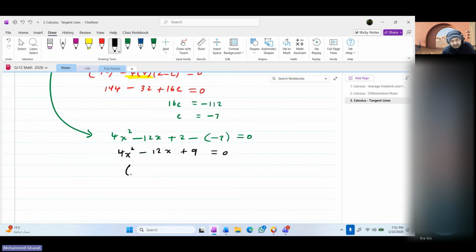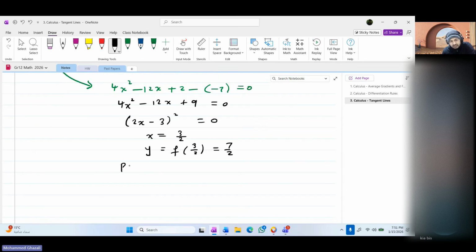I think this is a perfect square. So you get 2x plus 3, all squared, is equal to 0. Not plus 3, minus 3. So x is equal to 3 over 2. Now if x is equal to 3 over 2, what's y? y is equal to f of 3 over 2, and you will get 7 over 2. So what's the point of contact? We get the same answer, which is 3 over 2 and 7 over 2.